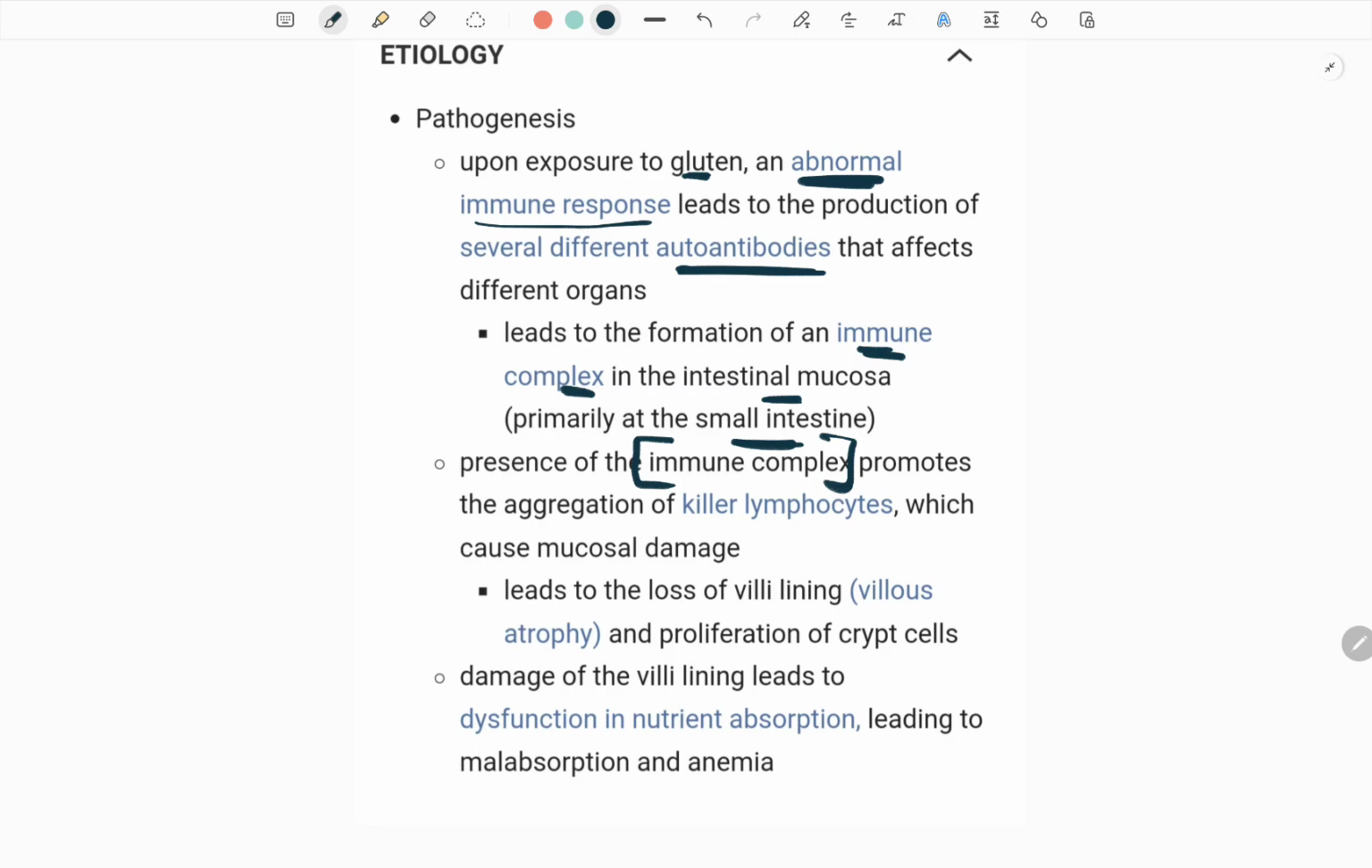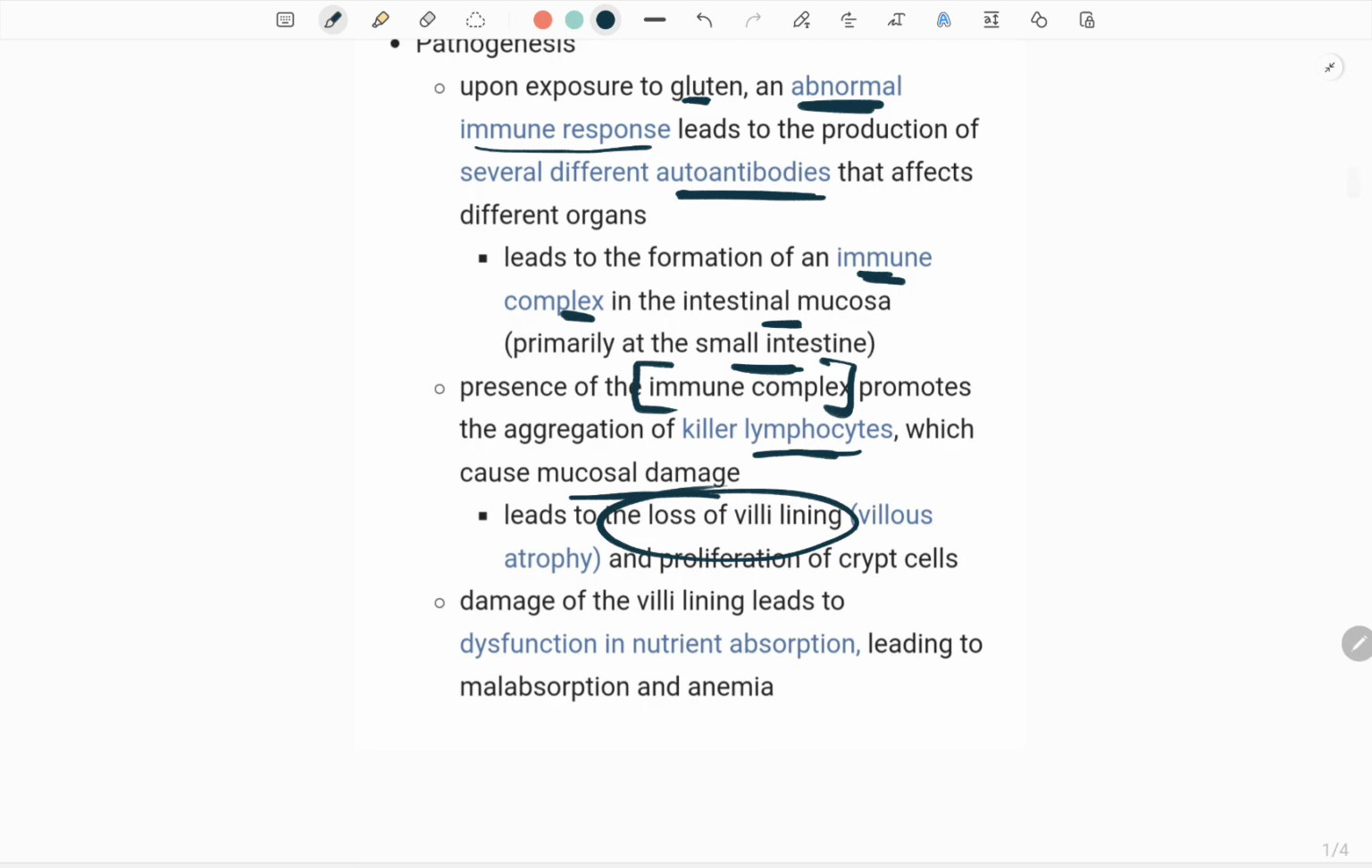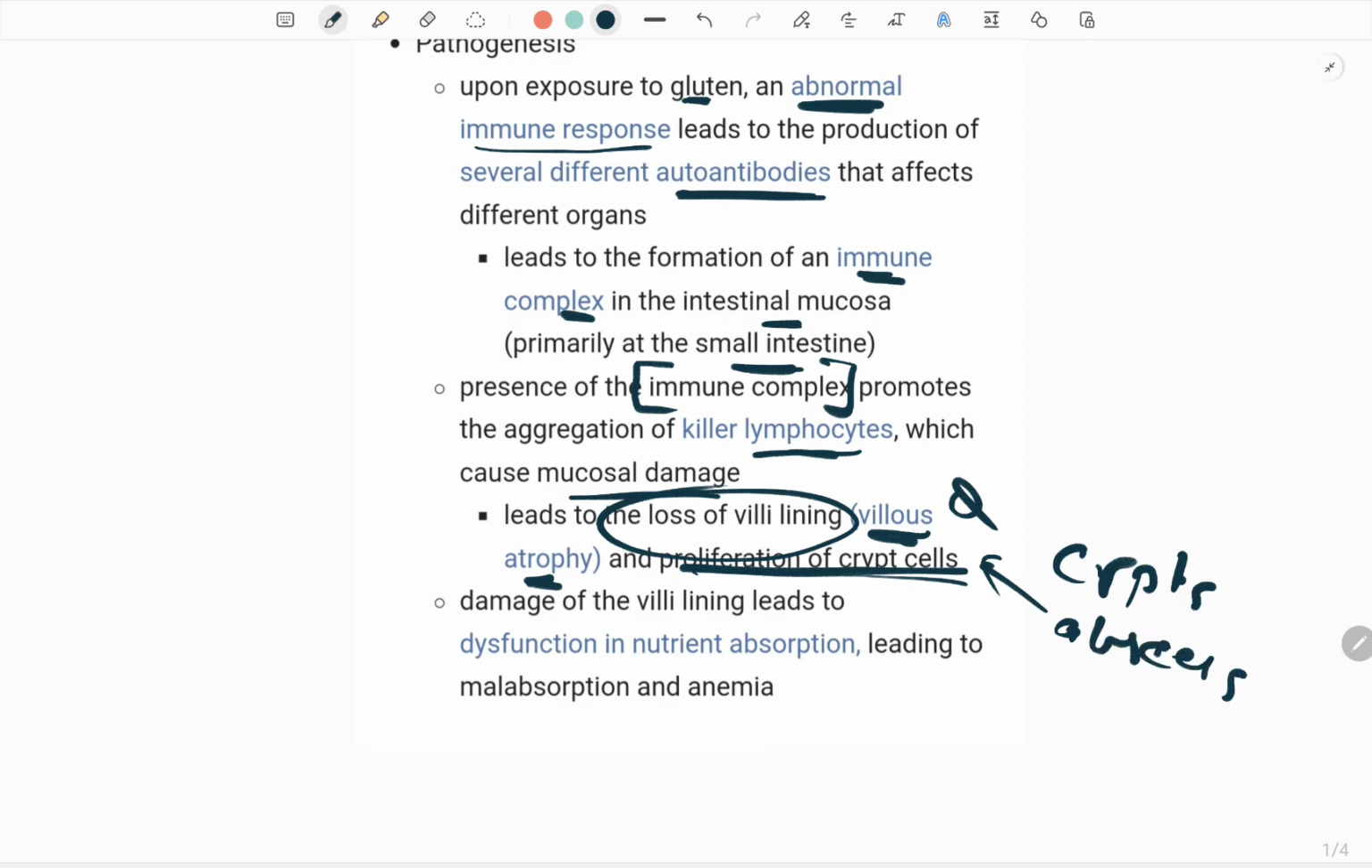The presence of the immune complex will promote the aggregation of killer lymphocytes, which causes mucosal damage, and this leads to loss of villi lining, known as villus atrophy, which is very commonly asked in questions. What you see in the histology is usually villus atrophy, loss of the villi, and proliferation of the crypt cells, also known as crypt abscess. Damage to the villi lining leads to dysfunction in nutrient absorption, and that leads to malabsorption and anemia, which is most commonly seen.